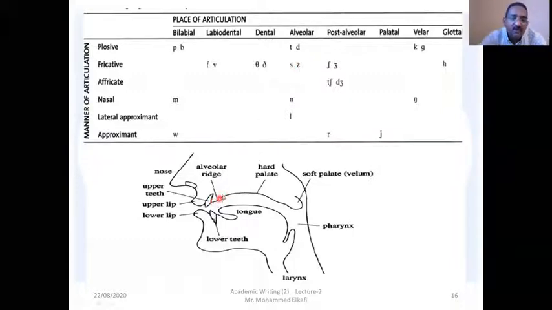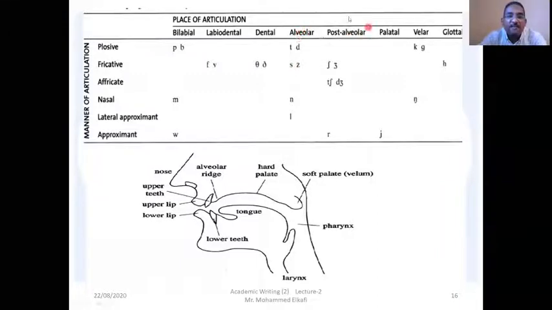So also from the alveolar ridge. Okay, this is the place of articulation, alveolar ridge. Na, also from the alveolar ridge, and la, also from the alveolar ridge.